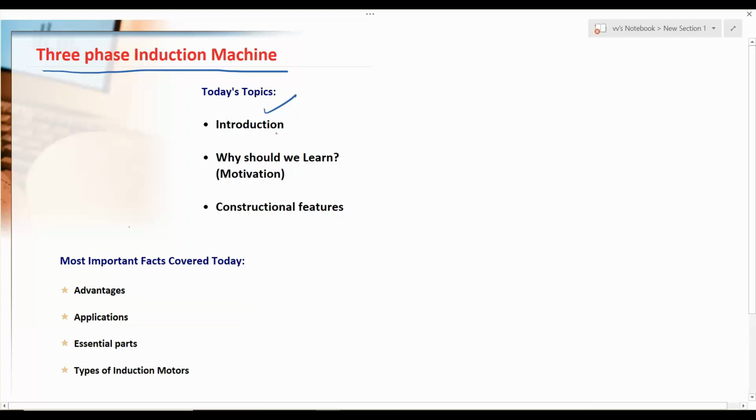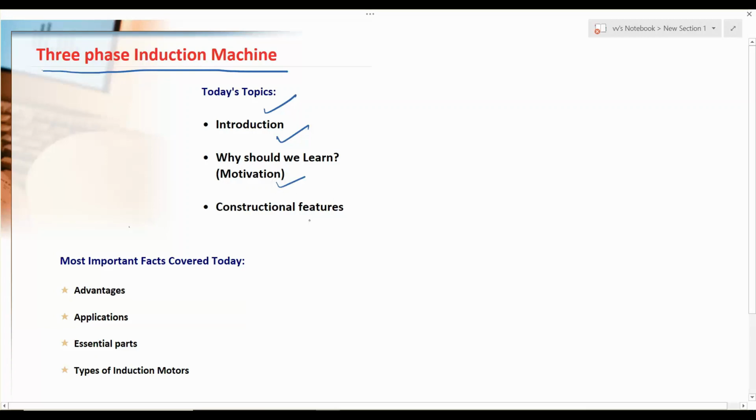So in this lesson we will like to know about introduction to the three-phase induction machine and the motivation to why should we learn these three-phase induction machines. ఈ three-phase induction machines గురించి ఎందుకు నేర్చుకోవాలి అనేది there is a importance for this. We will explain at this point.